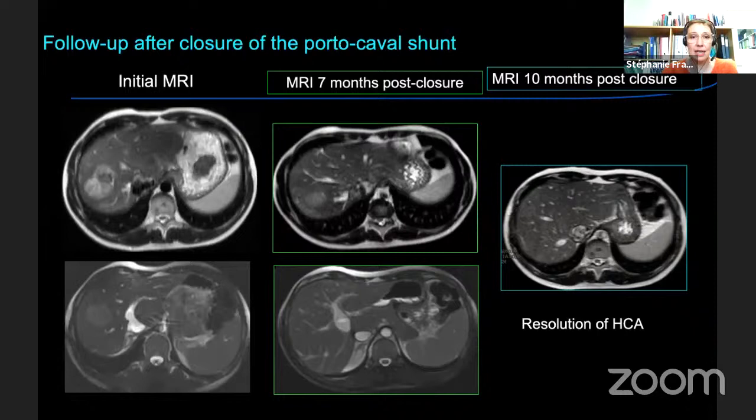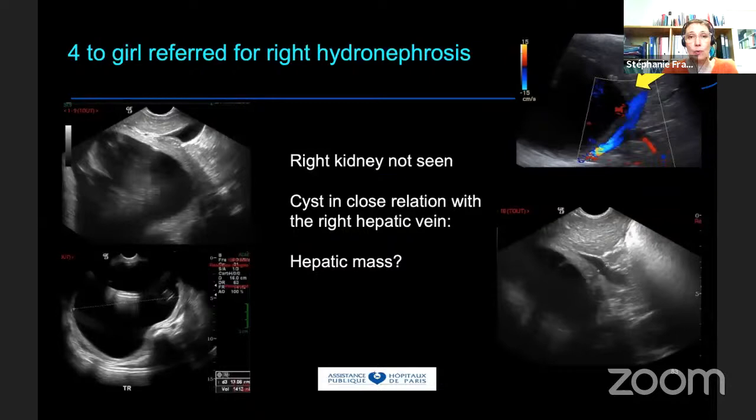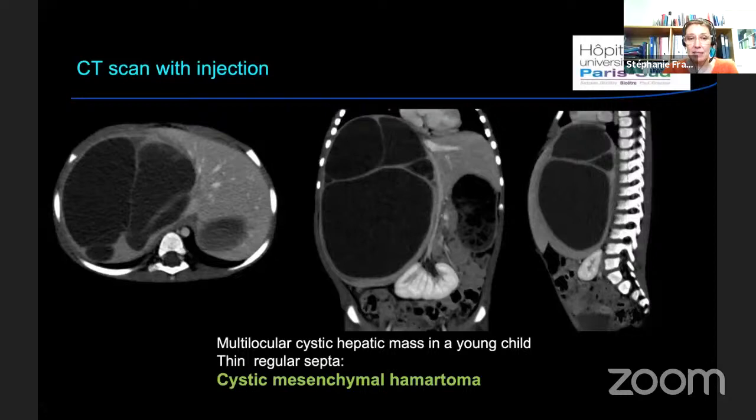This four-year-old girl was referred for right hydronephrosis, but you can see there's a huge amount of fluid in this abdomen, but we were very surprised to see the close relationship of this with the right hepatic vein. So we were wondering if it was not a hepatic mass. This was confirmed on the CT scan, and you have the typical aspect of a multilocular cystic hepatic mass in a young child with very thin, regular septa, and this is typical of a cystic mesenchymal hamartoma.